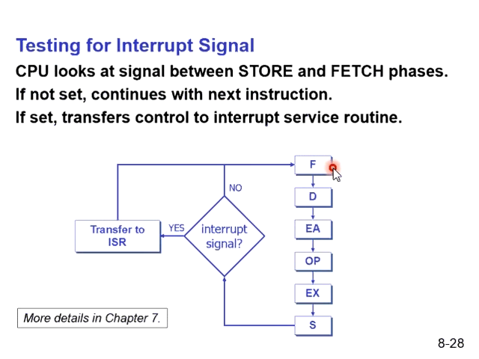When you study interrupts, before going to the new phase of fetching, the CPU looks at the interrupt signal. If yes, the CPU goes to the ISR, the interrupt service routine, to run that program. After it reaches the end of the interrupt subroutine, it goes on to the next instruction of the program.